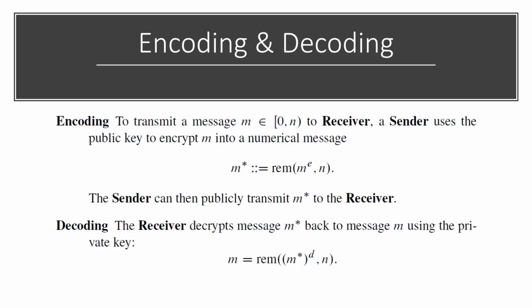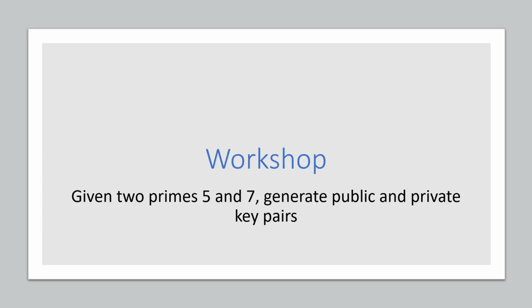So when you want to send a message, you take the message and raise that to the power of the encryption key, which is a public key, and send the message to the receiver. So the receiver gets the message m star. The receiver takes the message m star and uses the private decryption key to figure out what the message is. So how do we know this works? We'll take a look at this next.